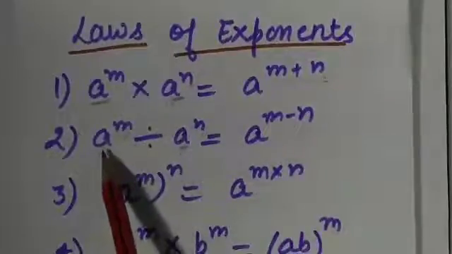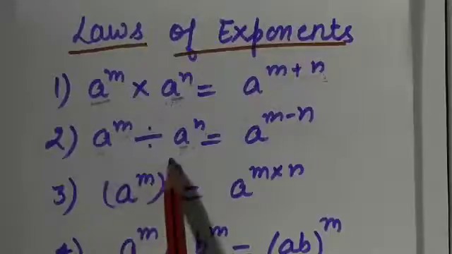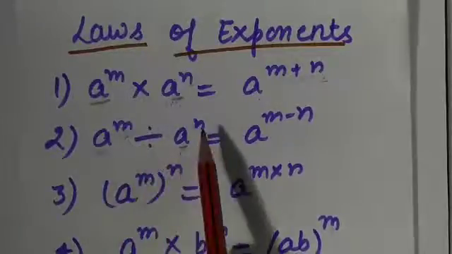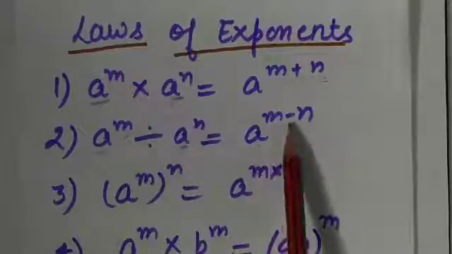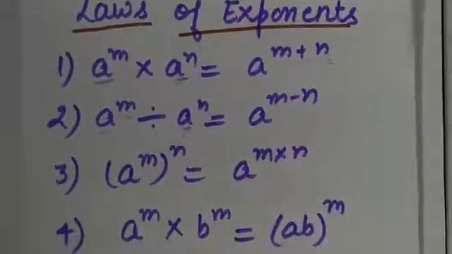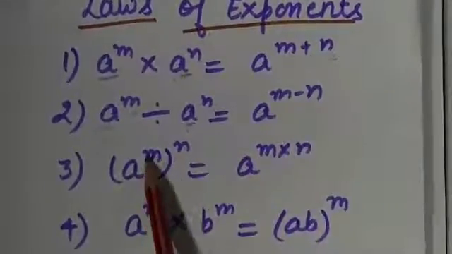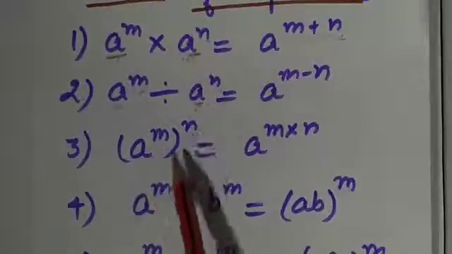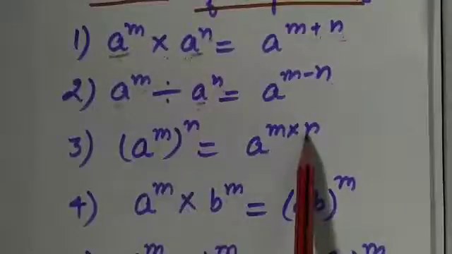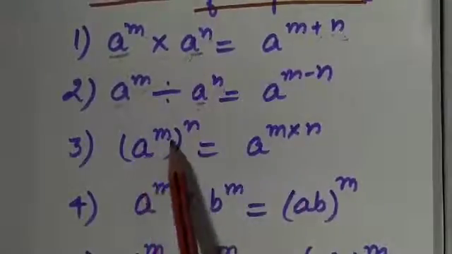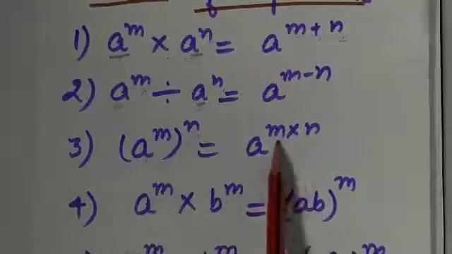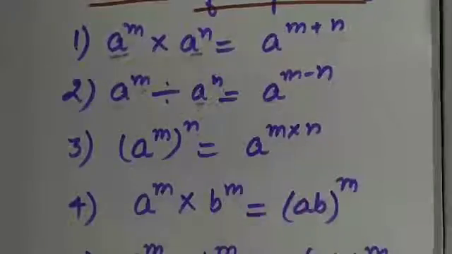So there must be the same base for applying this law, that is a^m divided by a^n is equal to a^(m-n). The third one we have is a raised to the power m whole raised to the power n. It means power to the power, then the powers get multiplied. So (a^m)^n is equal to a raised to the power m into n.